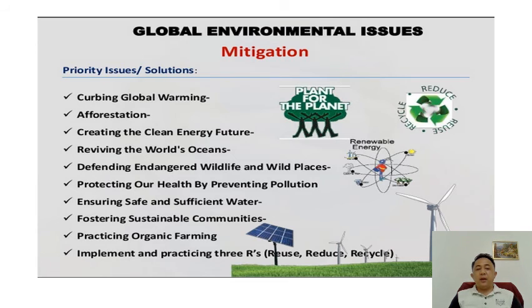Next, we have protecting our health by preventing pollution. When we prevent pollution, we always keep ourselves healthy. So one of the major causes of illnesses and even diseases is when a certain area or environment is heavily polluted. So to prevent the occurrence of diseases, there is a need for us to start cleaning and clearing these pollutants. Another one is ensuring safe and sufficient water.